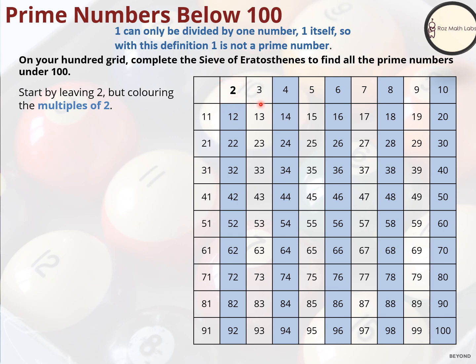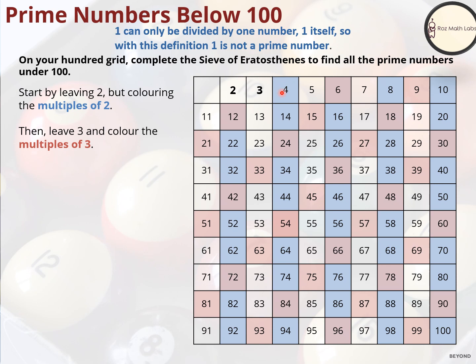Now we go to the next number in our grid, that is number 3. 3 is also a prime number as 3 has only two factors, 1 and 3. So we will not color 3 and we will color all the multiples of 3. Here you can see we have colored all the multiples of 3. Some before were already colored as multiples of 2. So we have shaded all multiples of 2 and 3 except 2 and 3.